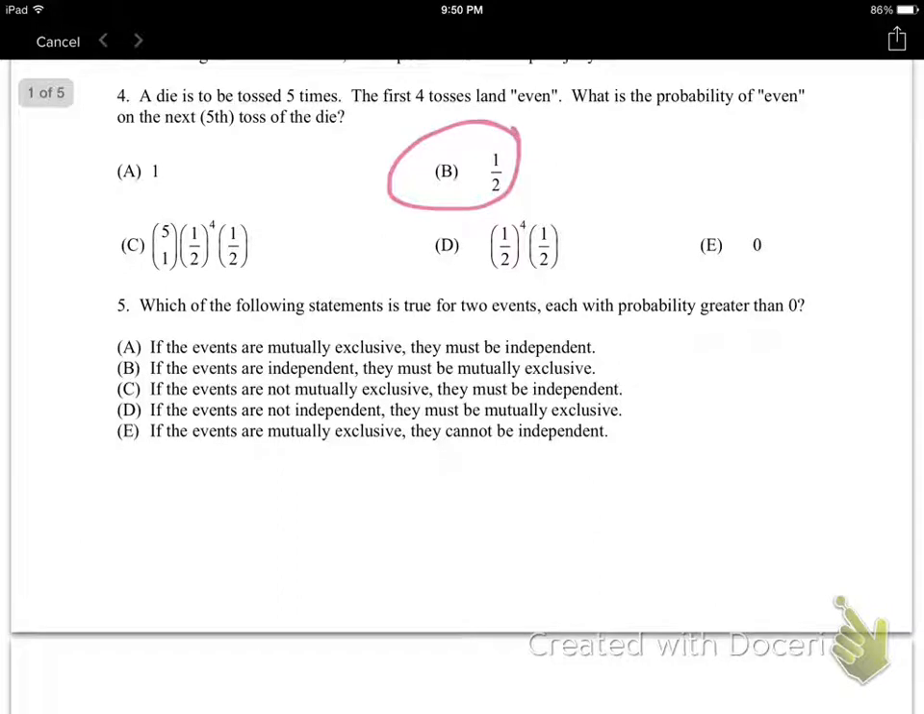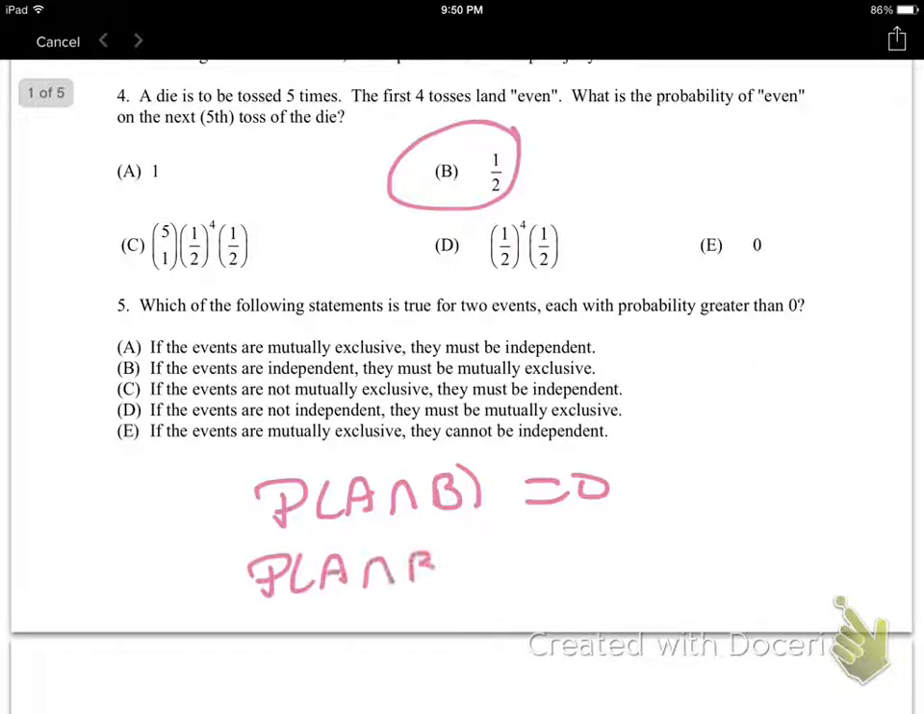Okay, 5. Which of the following statements is true for 2 events, each with a probability greater than 0? All right, so let's talk about this. You need to know about mutually exclusive and independent. If the probability of A and B is equal to 0, then they are mutually exclusive. Or you can say they're disjoint. Now remember, if they're independent, then we can say that the probability of A and B is equal to the probability of A times the probability of B.